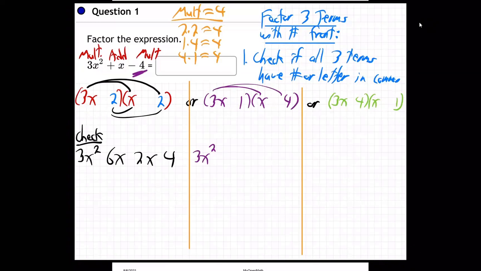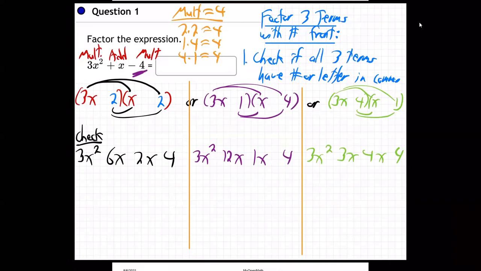3x squared. Whoop, no sign. I want to do a sign. 12x, and then the second to both. 1x and 4. And then the last one. First to both. 3x squared, 3x, and then boom, boom. 4x and 4. Okay, now you think, well, how do you know which of those is right?